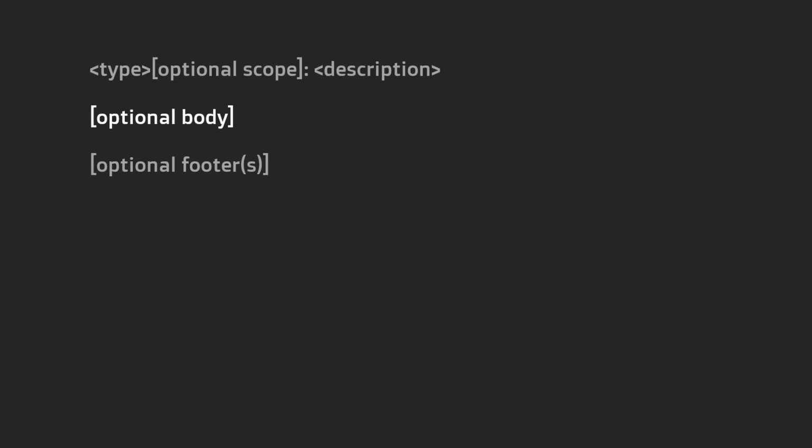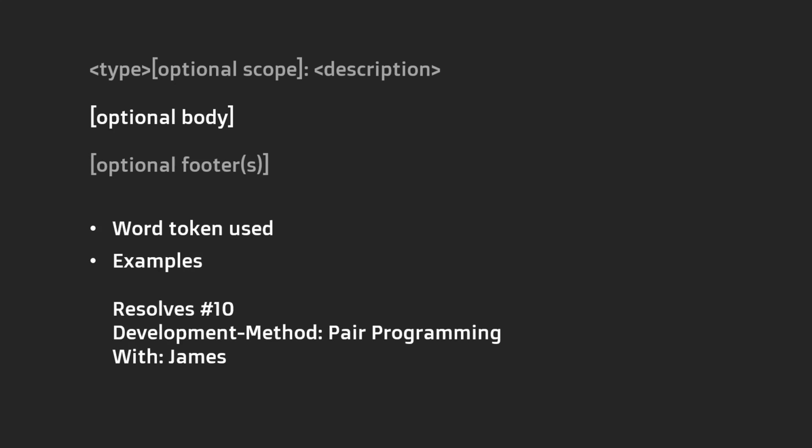Next up, we have the body, which is free-form and is used to explain what changes you made and why you made them. Not all commits are complex enough that they need a body, especially if you're working on a personal project. Finally is the footer, which should follow the body with one blank line and must use a word token followed by a colon or hashtag. It is also optional and mainly used when you're using an issue tracker to reference the issue ID. You can also use it for other metadata, for example, writing what method you used for developing the code, like pair programming.